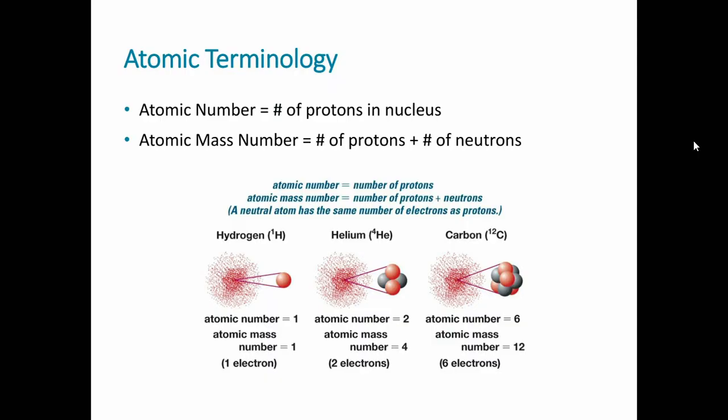Carbon has 6 of both protons and neutrons, so it has an atomic mass number of 12. The electrons have very, very small masses compared to the protons, by like 4 orders of magnitude, so you don't really need to add up the number of electrons.